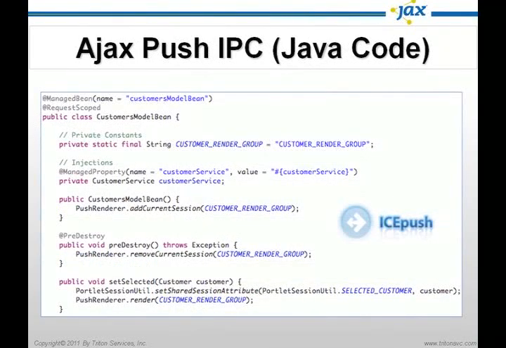So here's our 3 lines of Java in order to do this, and you can look at this code at portletfaces.org if you want to look at the source code for this demo. Basically what I do is I define just a string, which is called the customer render group. Here's my first line of code. In the constructor of my model bean, I just say push renderer add current session. I pass that string. When the bean is going to be destroyed and go to garbage collection, I just make sure that it's removed from the current session. And when something interesting happens, like I select a different customer, I just tell the push renderer to render. That's it. 3 lines of code. And ICE Push does the rest for me.